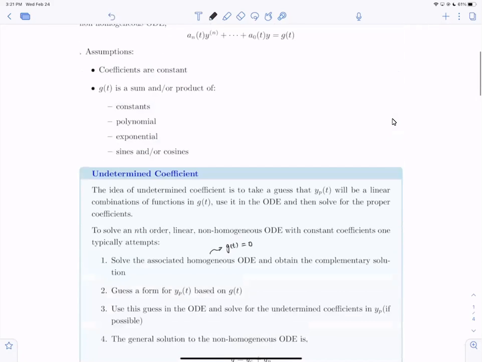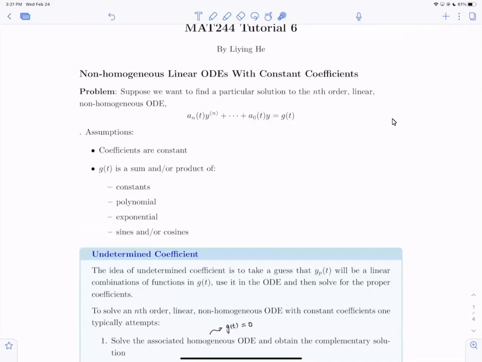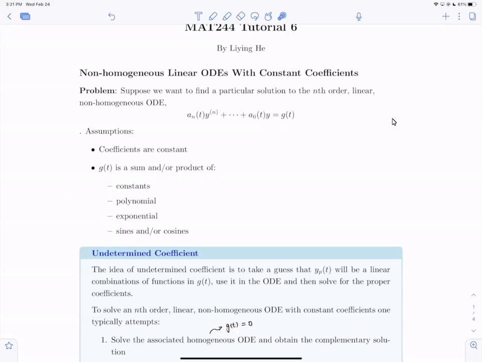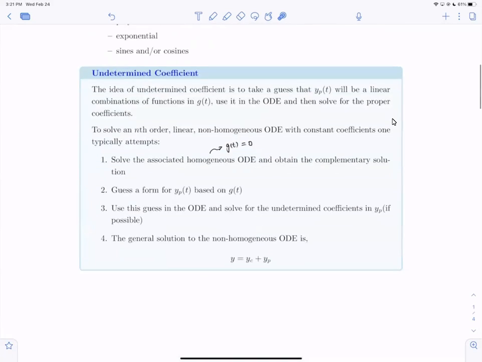So for example, here we need to solve this. In order to solve this, we let this be 0 and solve that homogeneous one first. That's going to give you a complementary solution. And then you guess a form of the yp based on your g of t. We'll talk about how to guess this. And then you use this guess in the ODE and solve for the undetermined coefficients in yp. And the general solution is just yc, the complementary solution, plus the particular solution.